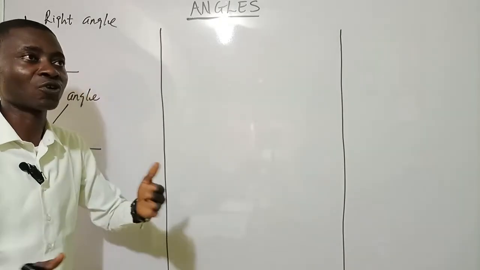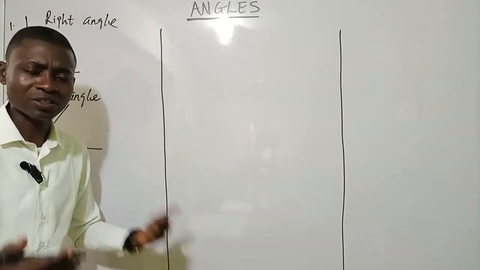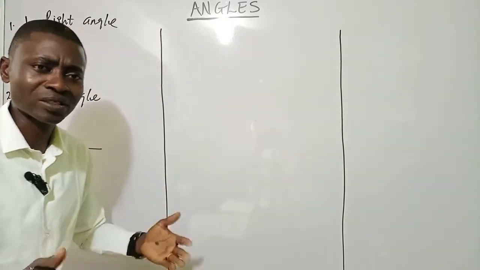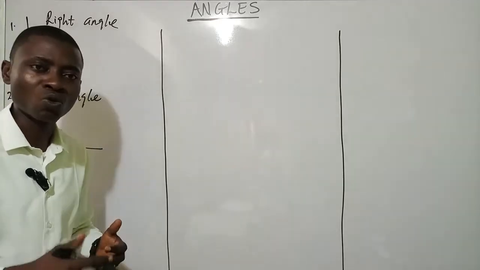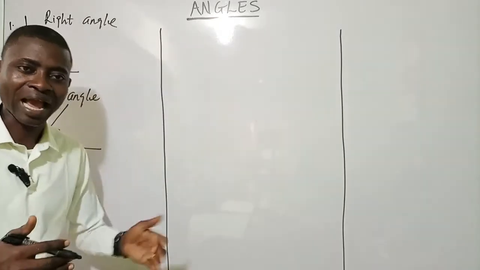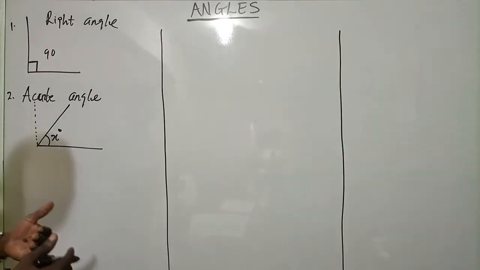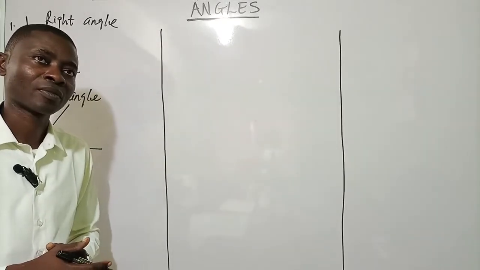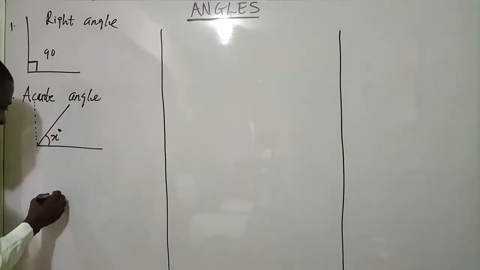It's very important for us to know the different types of angle because in an exam or test, questions can arise, and they can ask, what is an acute angle? What is a right angle? You should be able to know what a right angle is and what an acute angle is too. So an acute angle is an angle that is less than 90 degrees.